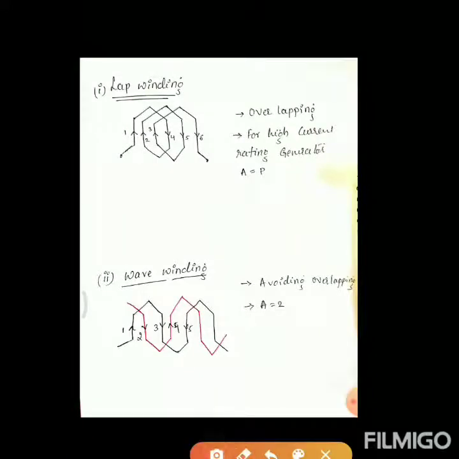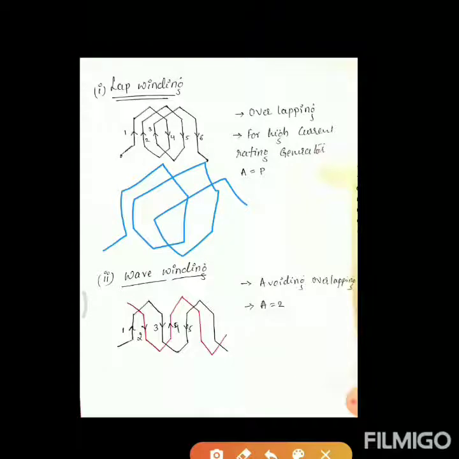Here you remember, in this lap winding, the connections overlap each other. Like this, we can observe here. This is overlapped, this is continuous, like this. It is an overlapped one. Like this it is overlapped. So you can see this in the diagram, right?